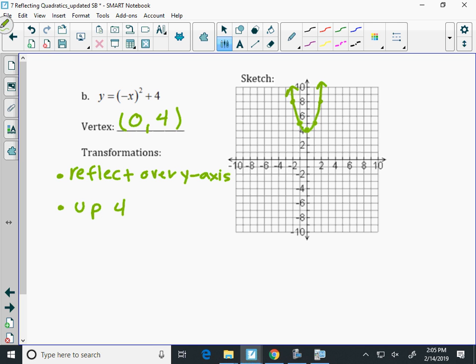Okay? And again, you're like, well, that didn't look like it flipped over anything. Because when the vertex stays on the y-axis when you flip it, it's pretty much the same thing. Because the y-axis is going right down the middle of the graph. So this really just takes the graph up 4. So it kind of stays the same orientation as the original. But you still have to write that we reflected over the y-axis because we technically did. You just can't tell. Okay.